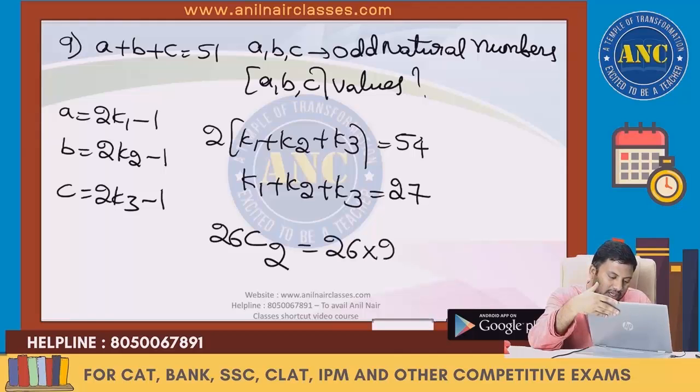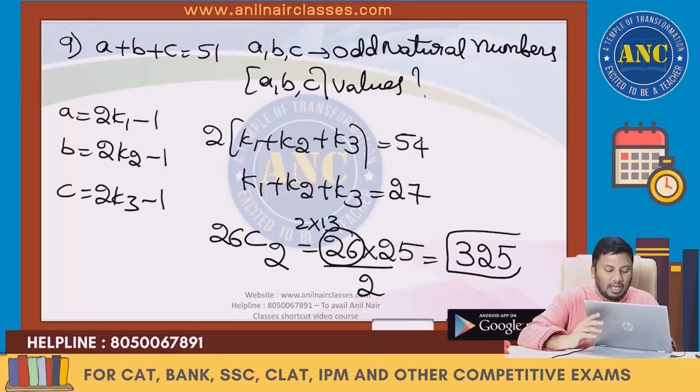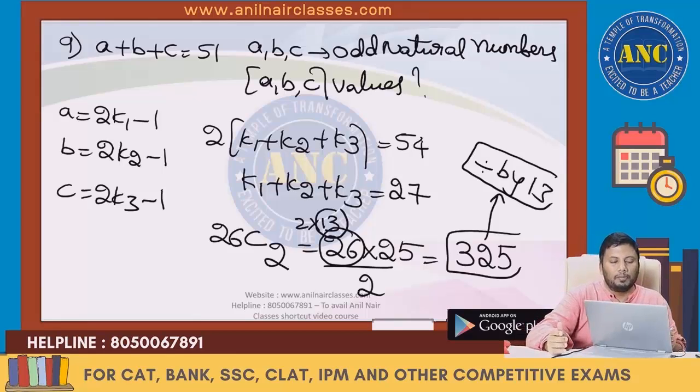Again, what is important is 26 into 25, which is 325. What is important for me is this 26, which is 2 into 13. 13 is a prime number, so the answer should be divisible by 13. Play with the answer options. 26C2 is 26 into 25 by 2. The answer is 325. Ninth problem, I hope it is clear.